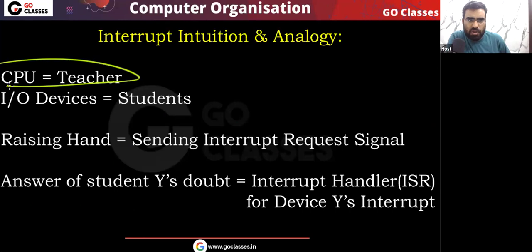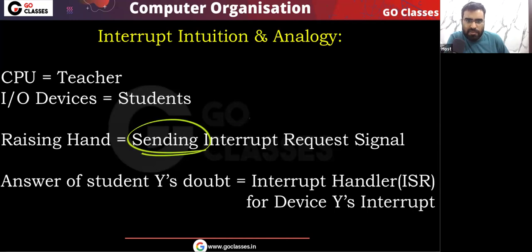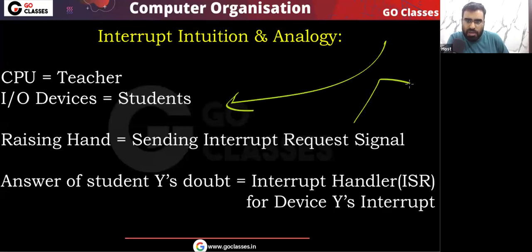So in this analogy, you can notice the CPU is the teacher. IO devices are the students. Raising a hand means sending an interrupt request signal. And when the teacher is answering a doubt, the answer to student Y's doubt is basically the interrupt handler, or I can say the interrupt service routine for device Y's interrupt. Basically, when the interrupt comes, the CPU needs to do something to service the interrupt, yes or no? Whatever the CPU is doing to service the interrupt, that program is called the interrupt handler, or interrupt service routine, ISR. I hope this point is clear.